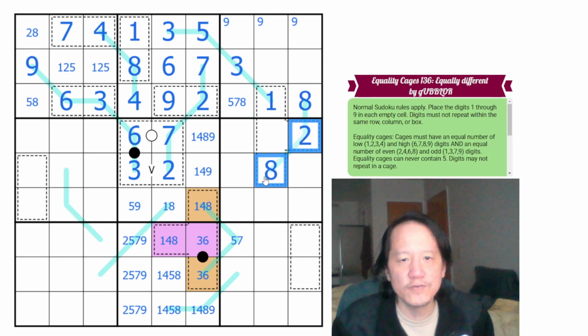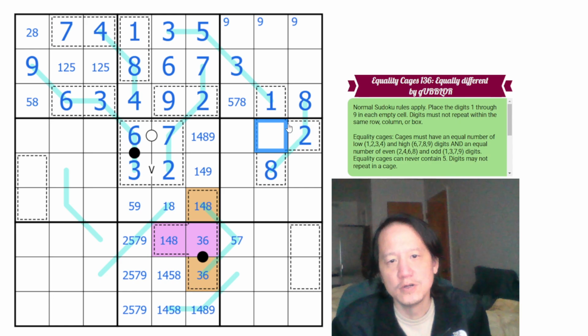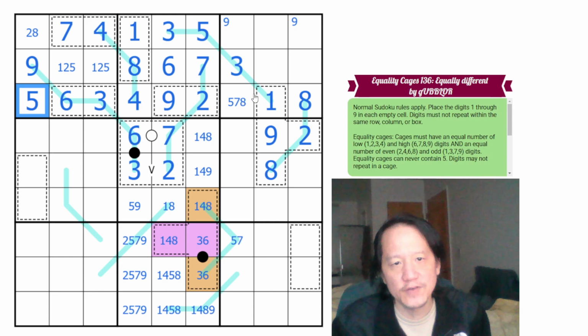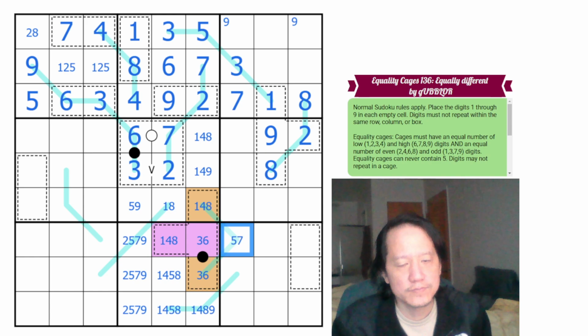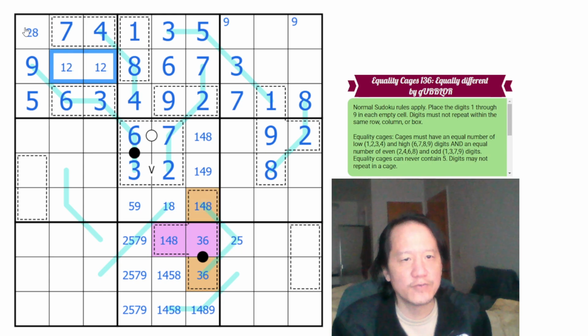We have 2 even numbers and 2 low numbers. Therefore, we have to have 2 high numbers now, and it has to be odd. So this is a 9, which means this can't be 9 and this can't be 9. This can't be 8 anymore. This can't be 8. So this is a 5, which makes that a 7. This can no longer be a 7. All right, this could be 2. This can't be 7. These can't be 5 anymore, so we have a 1, 2, 1, 2 pair, which forces this to be 8.